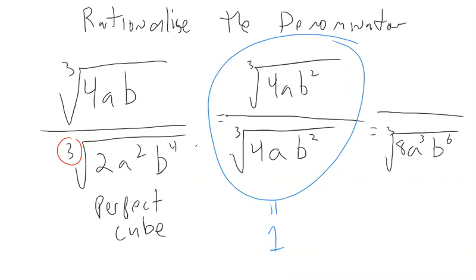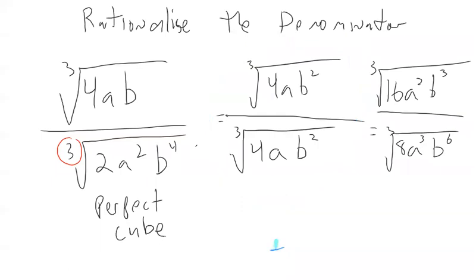And then when I multiply the top, I get a cube root. 4 times 4 is 16. A times a is a squared. B squared times b is b cubed. All right. Clean up my writing here a little bit. So now, I know my denominator is a perfect cube. That was the whole point of doing it, but I would double check my work.